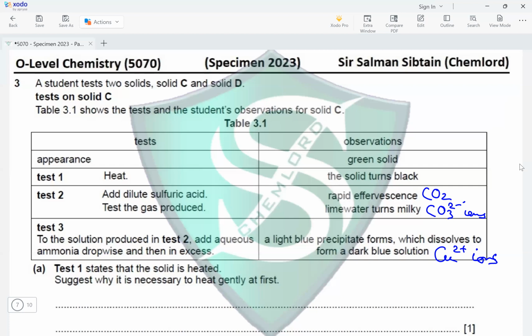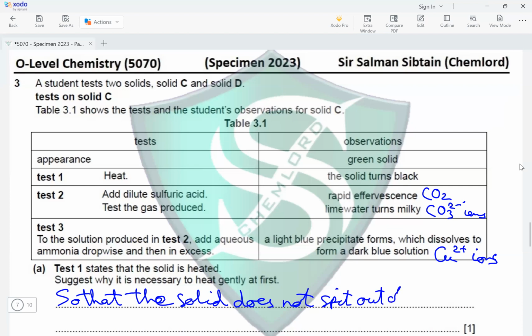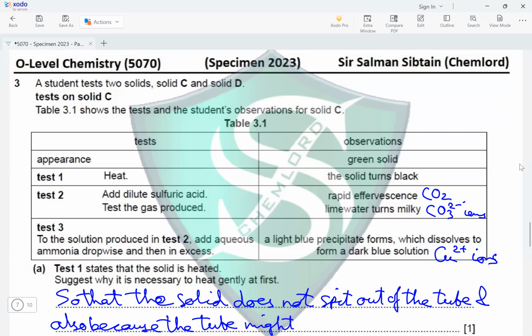So the reason here would be so that the solid does not spit out of the tube, and the other reason was, also because the tube might crack on strong heating.